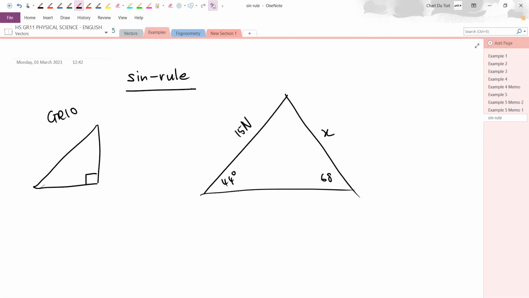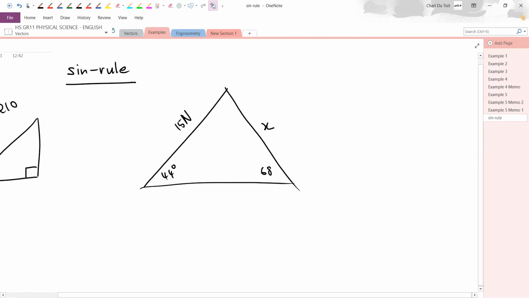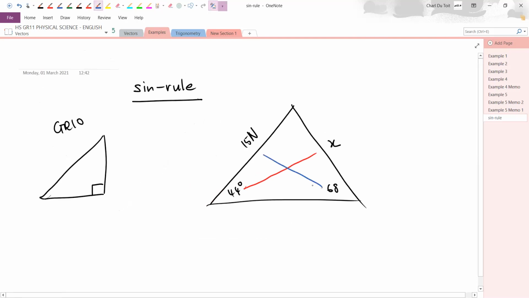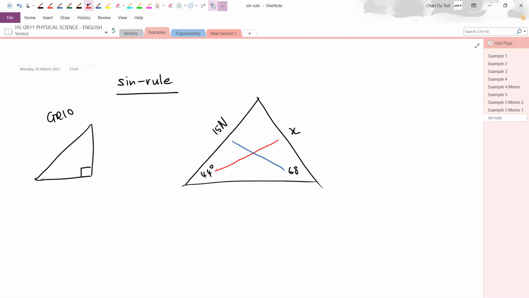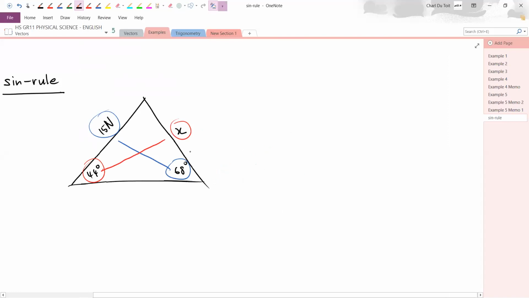It was easy in the right angle triangle because then you can use sin, cos, and tan. But now it's kind of difficult because I have to know some new stuff, and it's called the Syn rule. Now I'm going to show you the Syn rule. Basically, it's very easy. You are just going to work with stuff that is exactly opposite one another. Can you see that X and 44 is exactly opposite one another? Yes. And the 15 Newton and the 68 degrees is exactly opposite one another. So the rule looks like this.